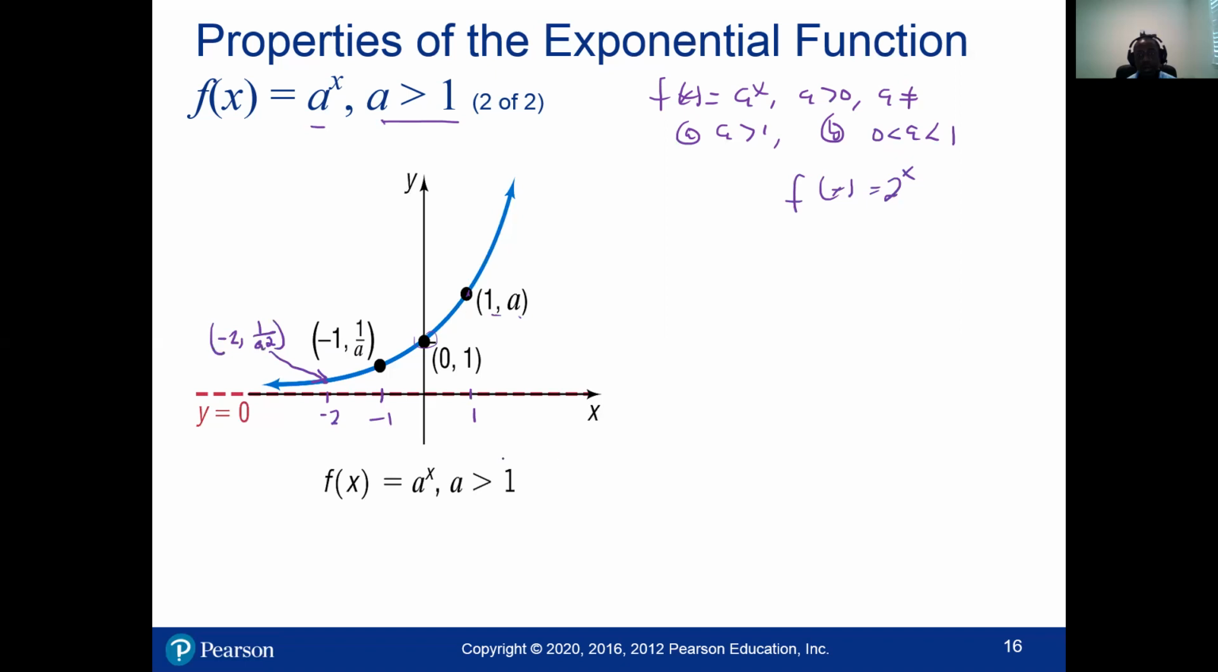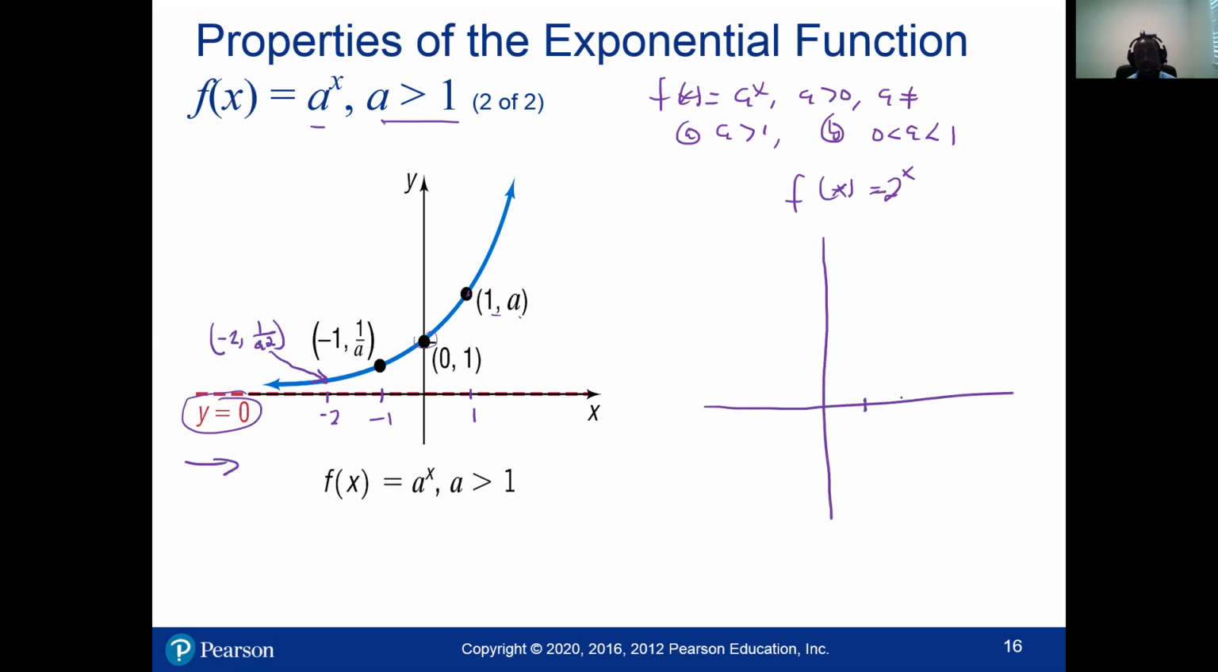Now you can see that this doesn't touch the x-axis. So the line y = 0 is a horizontal asymptote. Okay, this is an increasing function. As we move this way, it is increasing. And it passes through these three points. So for example, if I want to graph f(x) = 2 raised to x, this would be the graph.